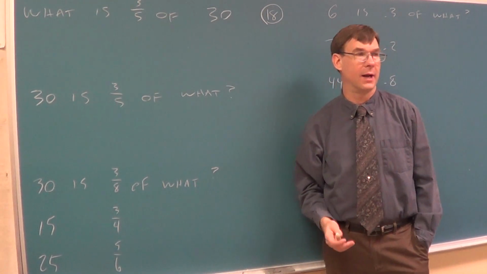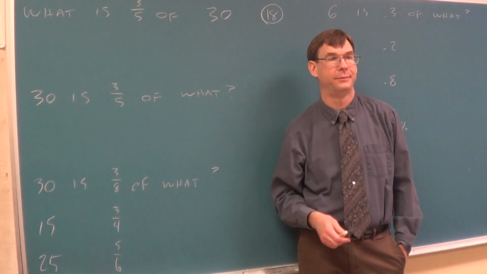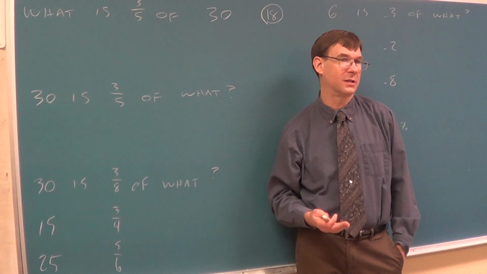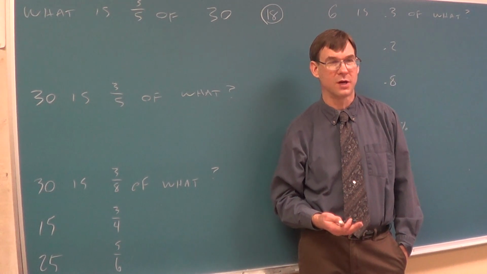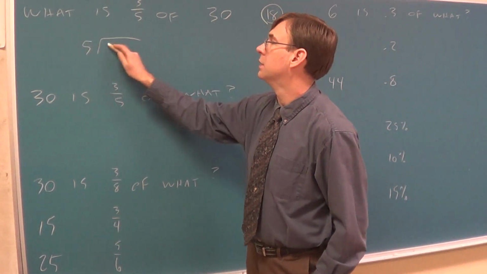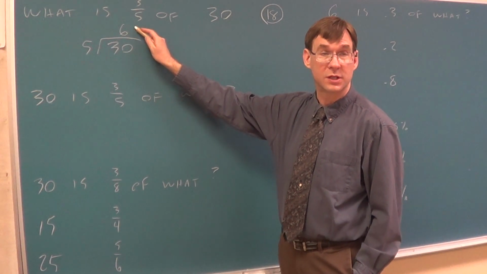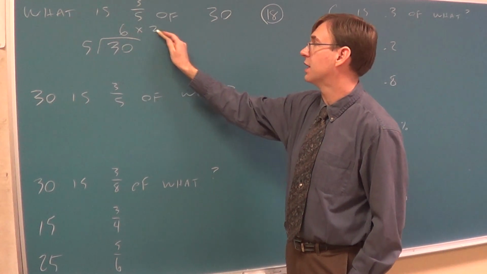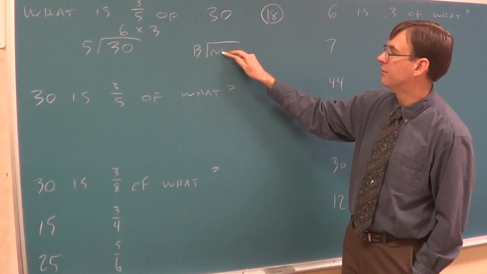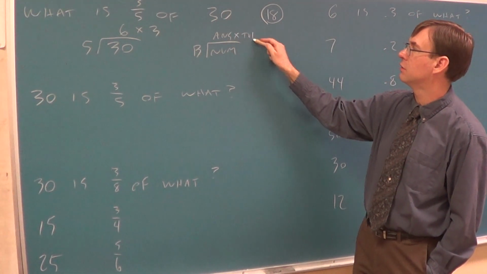True story. Can anybody talk through a way that you could make that happen? Can you come up with a strategy to get us 18? So like 5 goes into 30 6 times, and then 6 times 3 is 18. That could work. You could always take the bottom, divide it into the number, gets you an answer. Whatever that answer is, you could go times the top.